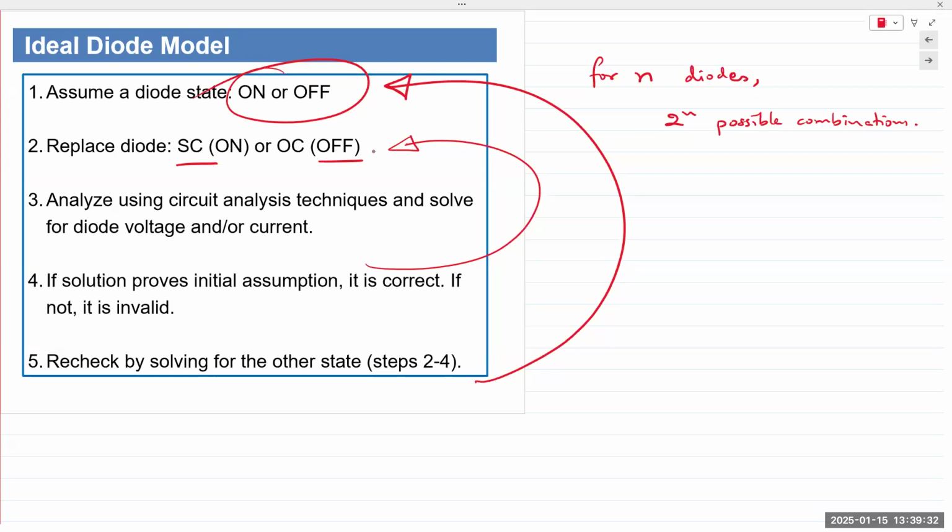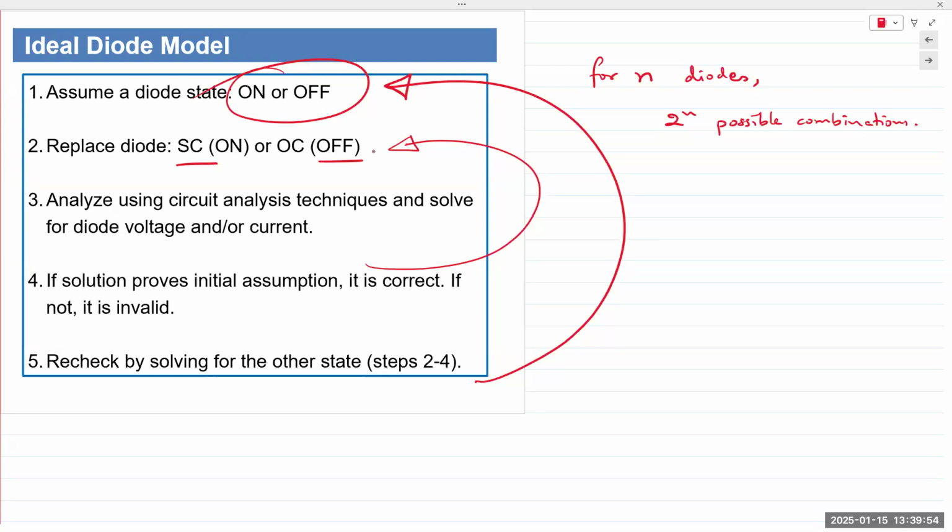One diode, only 2 possible states, on or off, easy to analyze. 2 diodes, 4 possible states, 4 possible combinations of the circuit. Either both are on or both are off, or either one is on or off. 3 diodes, 8 possible combinations. 4 diodes, 16 possible combinations, so on and so forth.